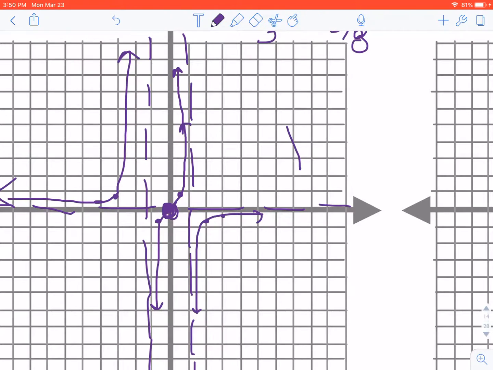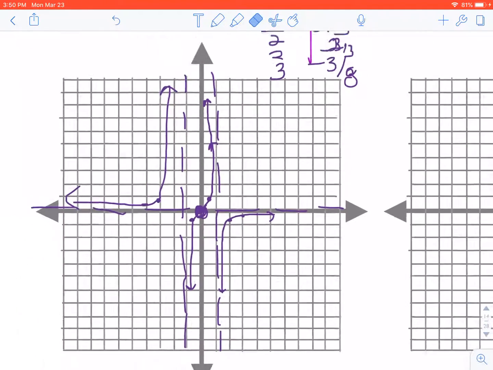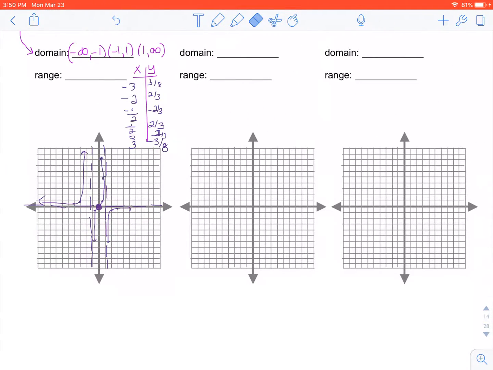So this should be our graph for number 4. So finally, finding the range, now that we have the graph drawn, if we want to get the range, look at the graph as a whole.